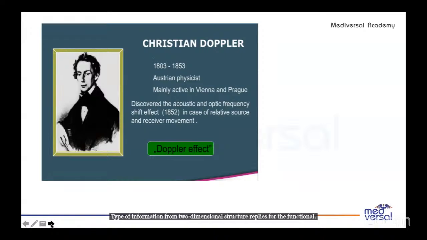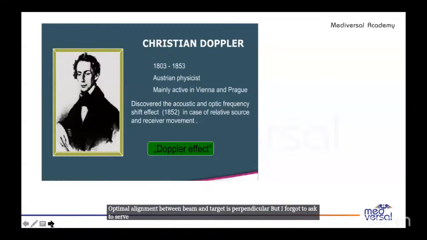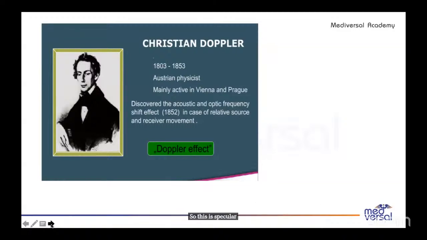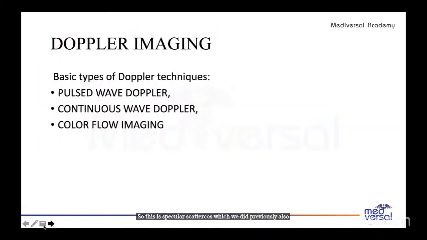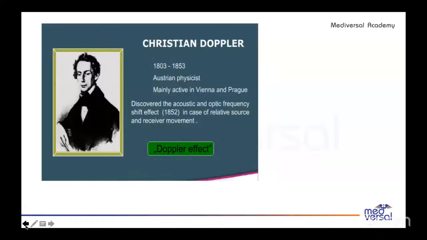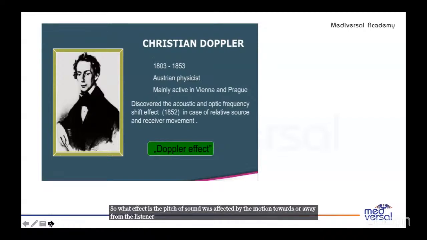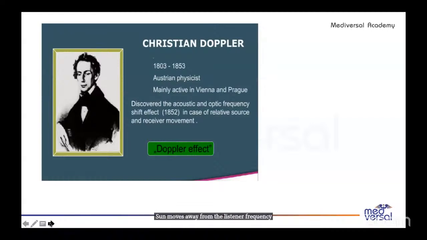Optimal alignment between beam and target is perpendicular for 2D, and here for Doppler it is parallel. Preferred transducer frequency is high for 2D and low in Doppler. So these are specular and scattered echoes, which we did previously also. The Doppler effect is that the pitch of sound is affected by motion towards or away from the listener. When sound moves towards the listener, frequency increases and pitch rises. When sound moves away from the listener, frequency decreases, right?